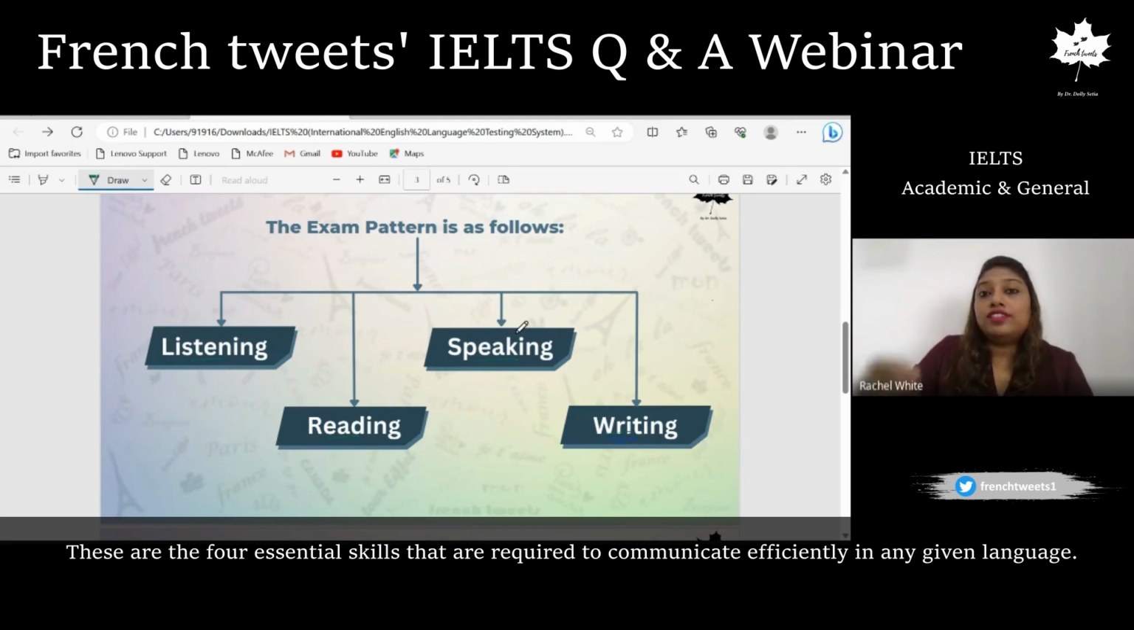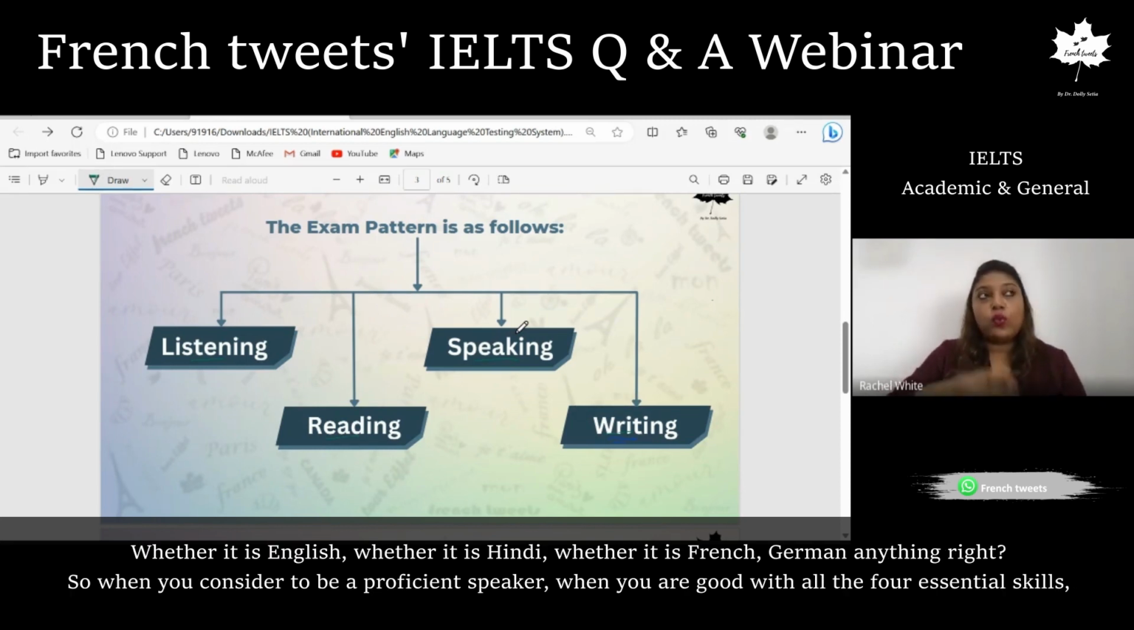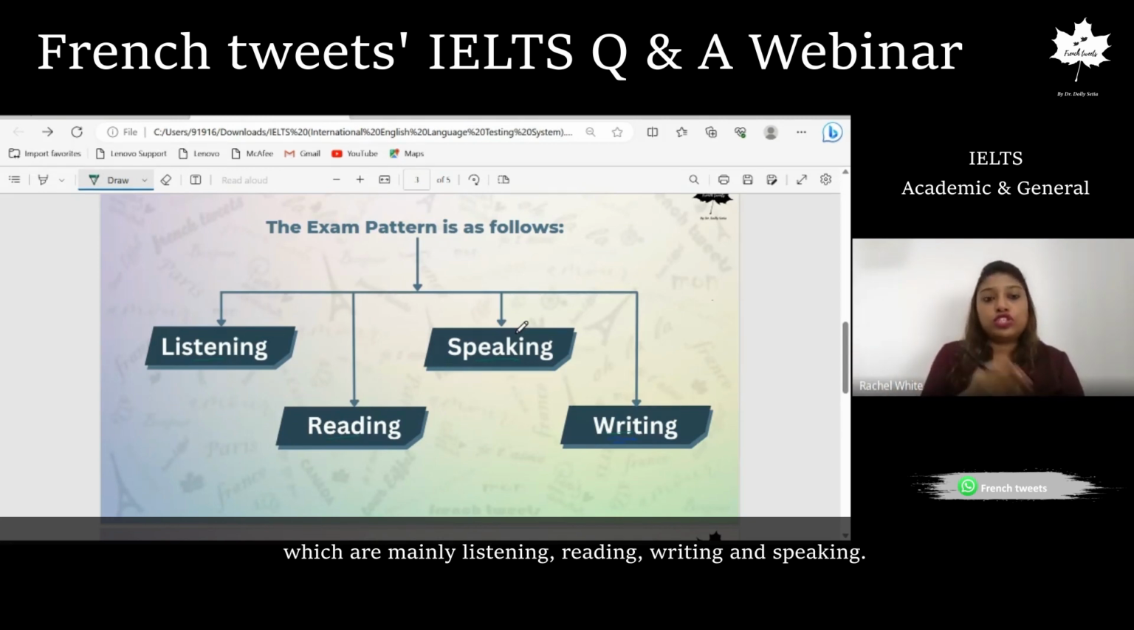These are the 4 essential skills that are required to communicate efficiently in any given language, whether it is English, whether it is Hindi, whether it is French, German, anything, right? So when are you considered to be a proficient speaker? When you are good with all the 4 essential skills, which are namely listening, reading, writing, and speaking.